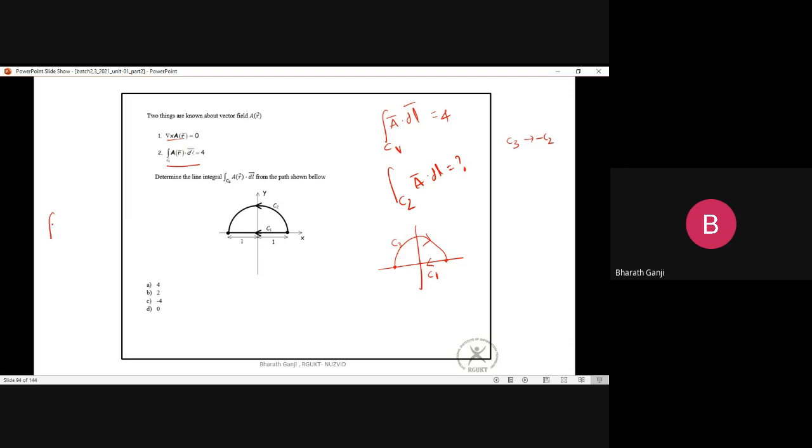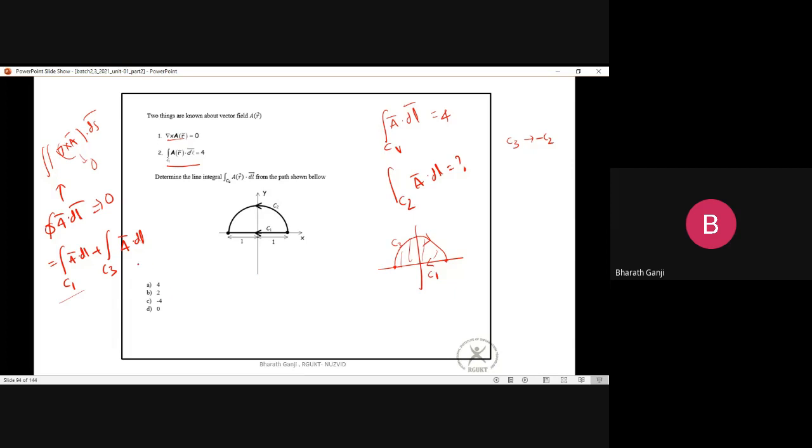So if I move in a closed path, the integration of a bar dot dl bar is nothing but the integration on the C1 path plus the integration on the C3 path. I know from Stokes theorem that this integration is equal to the surface integral, meaning you can attach a surface to this path, of curl of a bar dot ds bar, but the curl is 0 everywhere. So basically this answer is equal to 0.